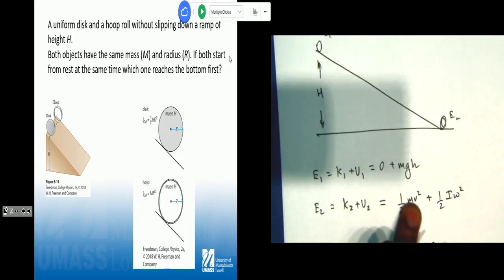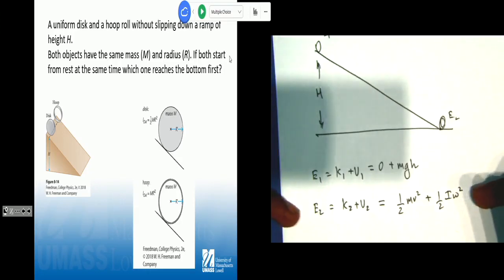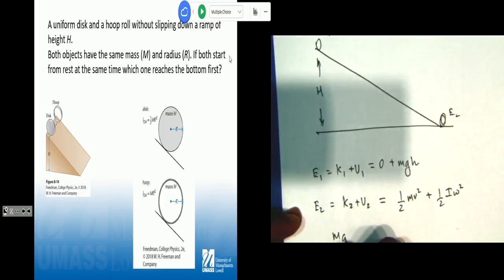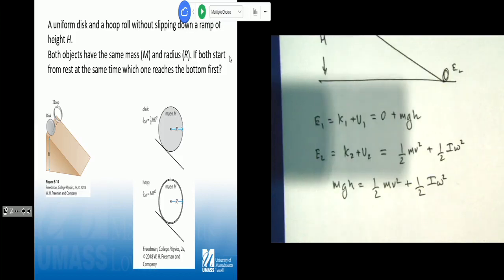Everyone with me so far? Okay, now I apply conservation of energy. This guy must equal this guy, right? No dissipative forces. So I can write mgh is equal to 1/2 mv squared plus 1/2 I omega squared, right? And that much is true for both the hoop and the disk, correct? The difference between the hoop and the disk is the I.